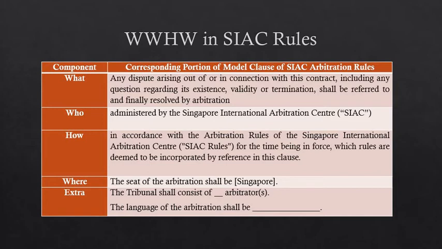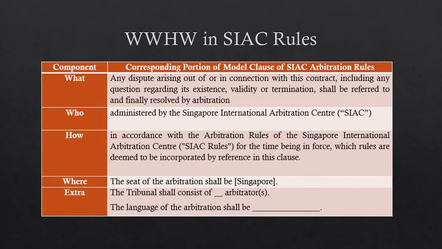The what question is answered by again two subcomponents: unequivocal intent to arbitrate, which is contained in the phrase shall be referred to and finally resolved by arbitration. The remaining portion of the what component deals with the kinds of disputes to be referred to arbitration, and this roughly corresponds to the UNCITRAL model clause. It says any dispute arising out of or in connection with this contract, including any question regarding its existence, validity, or termination, shall be referred to and finally resolved by arbitration.